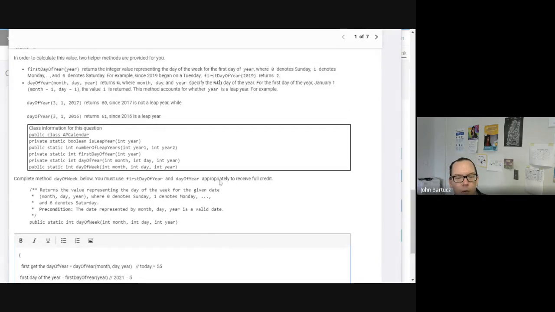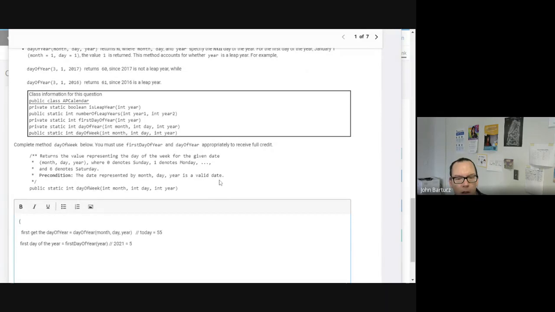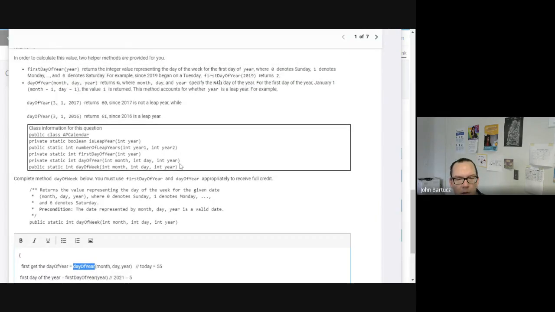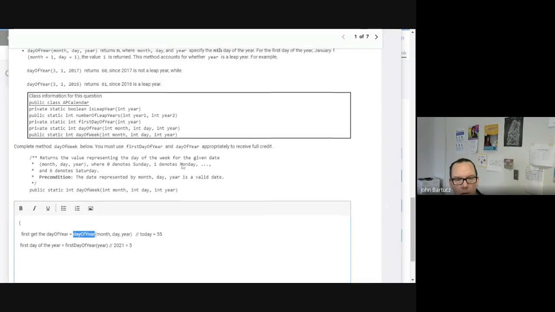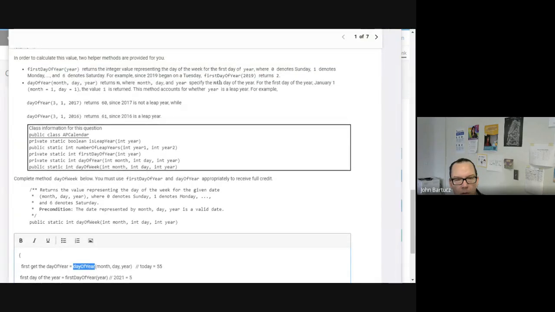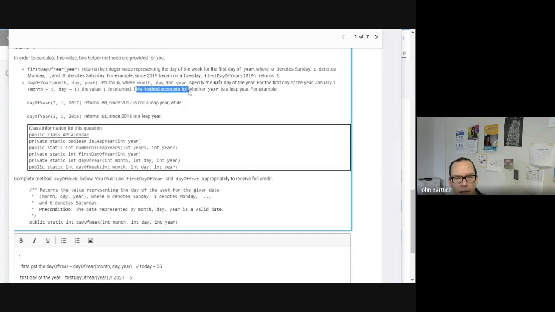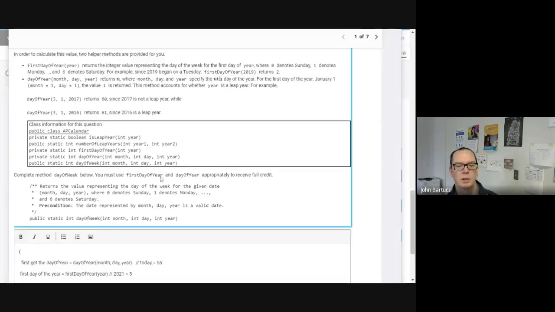I'm a little bit confused on whether I need to use leap year. I don't think I care, because I feel like the day of the year will take into account whether it's a leap year or not already. So I'm not going to worry about that for now. Because it says day of year here, this method accounts for whether it's a leap year. So I don't need to worry about that. So I'm not going to worry about leap years.